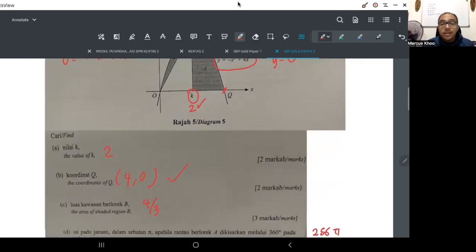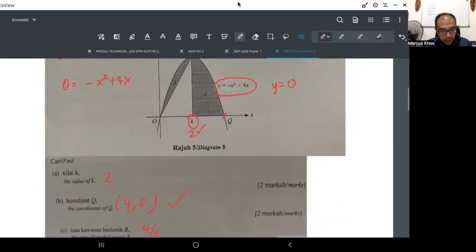You give the answer in coordinates because the question asks for coordinates. Be very careful about this. Part A is asking for the value of k. Of course, k is also a coordinate, but it's just asking for the value. Part B is asking for the coordinate, so don't just give me Q equals 4. Definitely you will get it wrong. The coordinate of Q is (4, 0). Always make sure if the question asks for coordinate, you give coordinate. If the question asks for value, you give value.